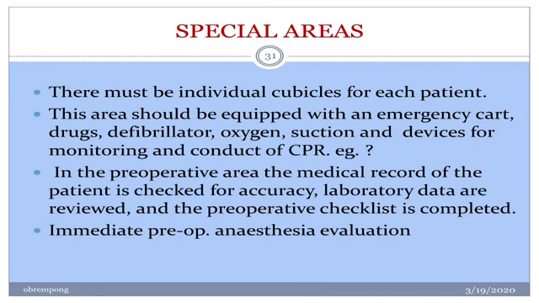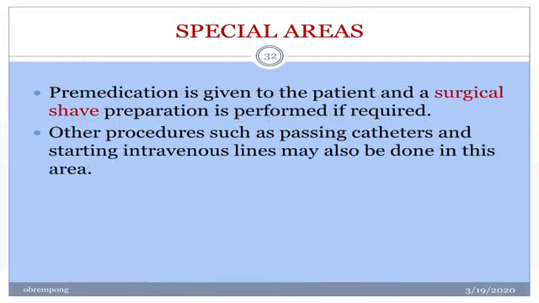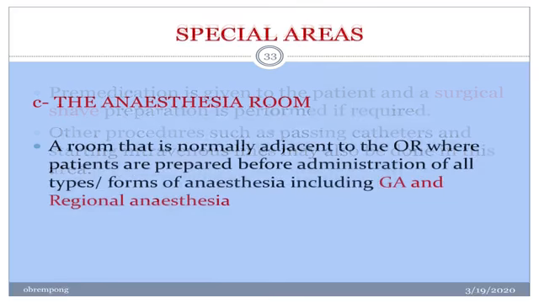Emergency cart, drugs, defibrillators, oxygen apparatus, suction machine, devices, monitor, cardiopulmonary resuscitation kit or devices are supposed to be made readily available in case the patient goes into shock. Then we can resuscitate the individual back. So pre-medication is given to the patient and surgical site preparation is performed if required. So we give pre-medication if it is needed. We do surgical shaving. Other procedures such as passing catheters, NG tube, intravenous transfusions are all administered if needed prior to the surgery.